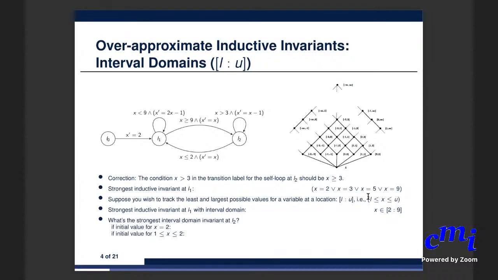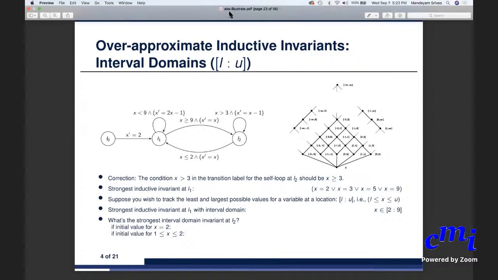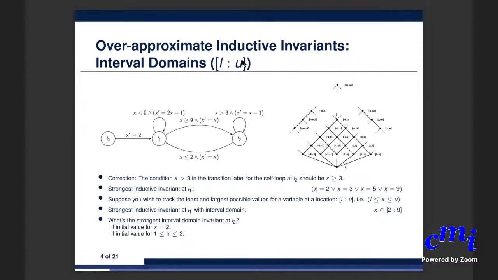So now I have a question. Who's next? Let me see. Debarshi, you want to take a crack? Yes, sir. Okay. My question is, what is the strongest inductive invariant in the interval domain at location L2? In a sense, I'm asking, what is the smallest and the largest value that X can take at L2?